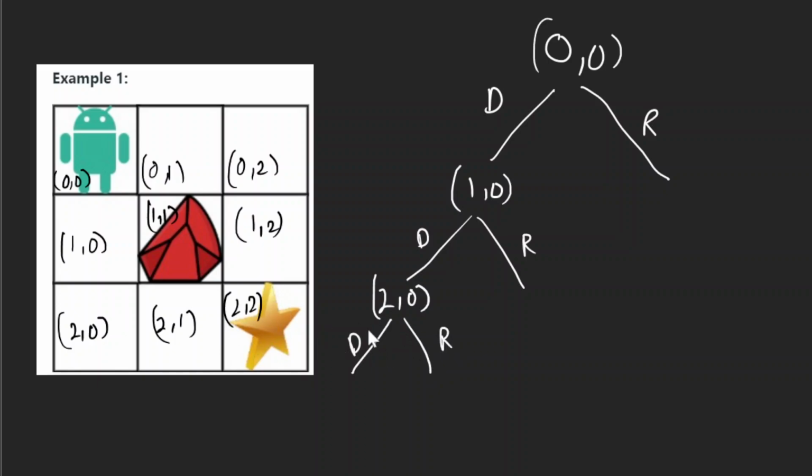Well, apparently the down is not possible because that's out of the boundary of the grid. So you will backtrack and then you will follow the right path, and the right is 2 comma 1. And again at 2 comma 1, either you can go down or you can go right. Well, the right is not valid because then you will be out of the boundary of the grid, so you have to backtrack and choose the right one, that is 2 comma 2. And now the cell that we are currently on is 2 comma 2, that is the goal state.